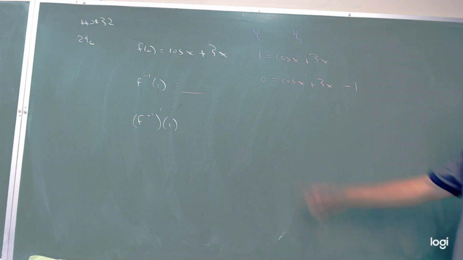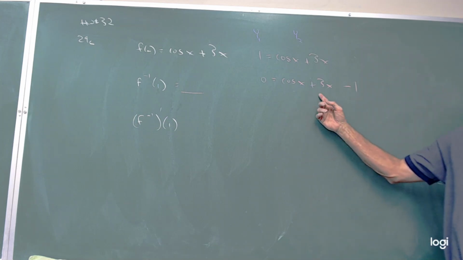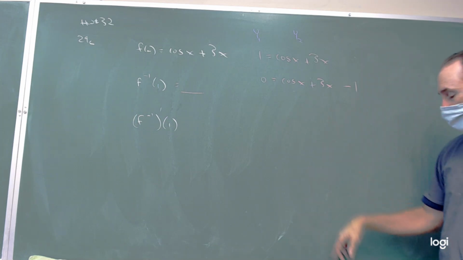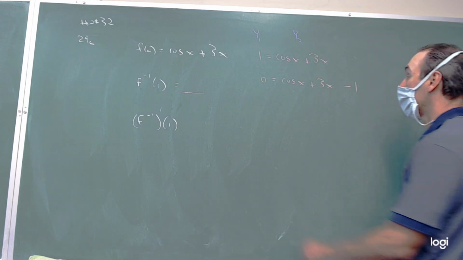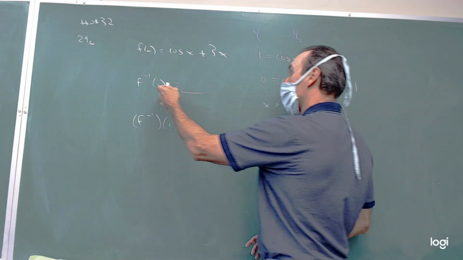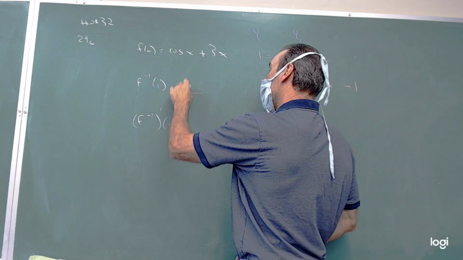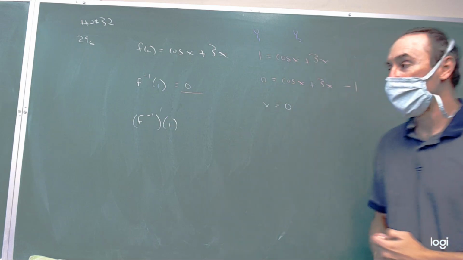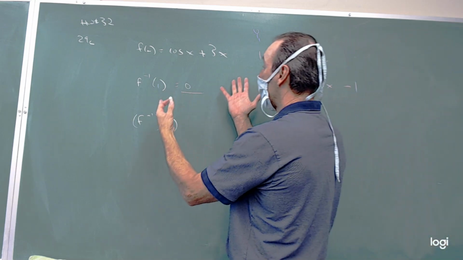We knew that, because cosine 0 is 1, 3 times 0 is 0, 1 minus 1 is 0. Well, that's kind of anticlimactic. So x is just 0. So that means that f inverse of 1 is 0. Okay? So now we can find the derivative of the inverse.